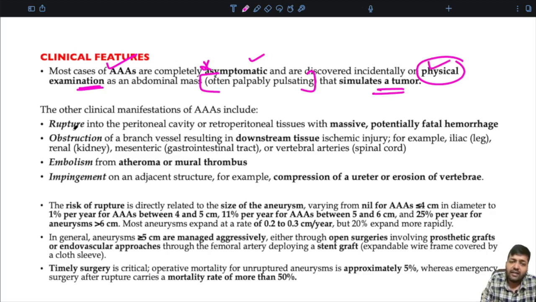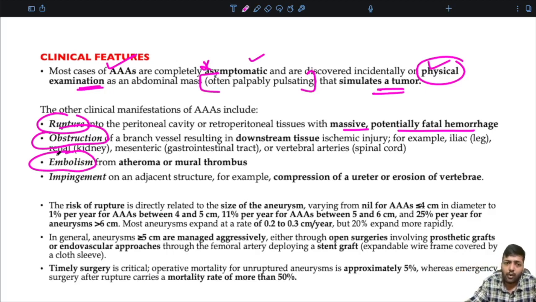Now, the other clinical manifestations: if there is a rupture into the peritoneal cavity or the retroperitoneal tissues, it can lead to massive, potentially fatal hemorrhage. If it leads to obstruction, then there will be features of downstream ischemia. If there is an embolism, because there is formation of thrombus, it can embolize from the atheroma or mural thrombus, and that embolus might lead to a massive stroke. Impingement on an adjacent structure, for example, compression of the ureter or erosion of the vertebra, can be there.